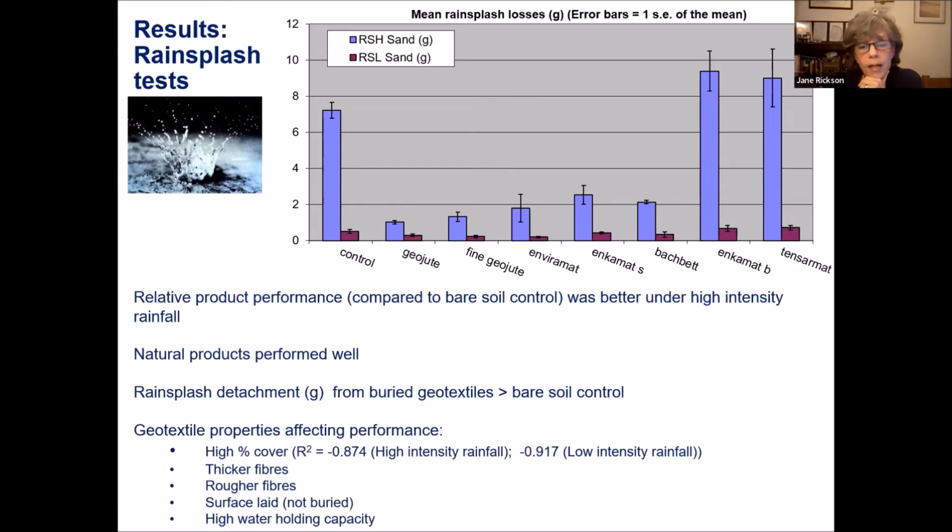But we also found things like thicker fibers worked very well because they could intercept any rain splash that did occur, and indeed the rougher fibers were able to collect any rain splash material. Certainly the surface laid worked better, and the products that had a high water holding capacity were able to keep the soil drier for longer because they absorbed the rainfall, and that meant that the erosion rate was less as well. So just by that really simple experiment, really useful insight as to how the different properties of the products perform.